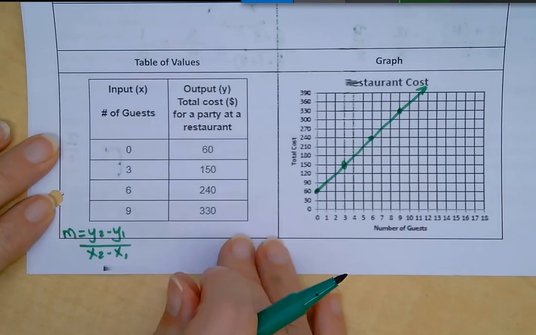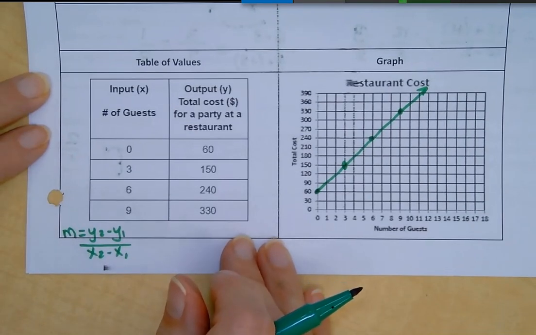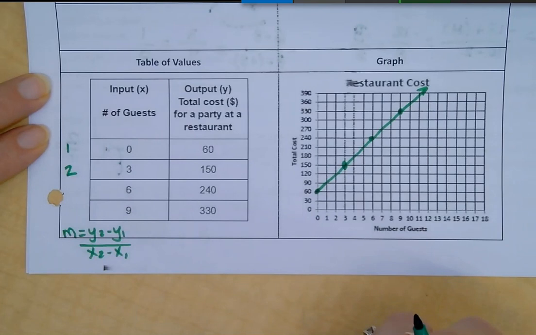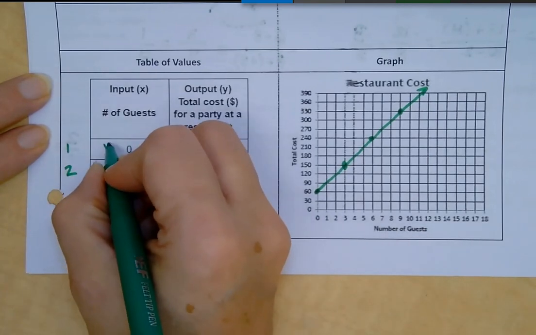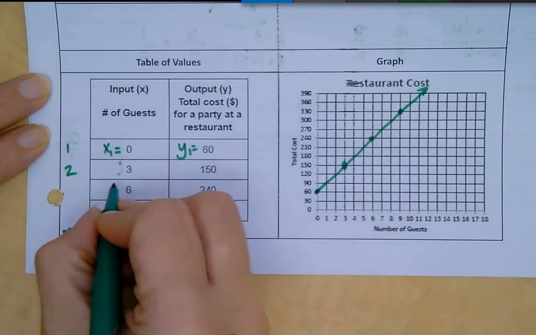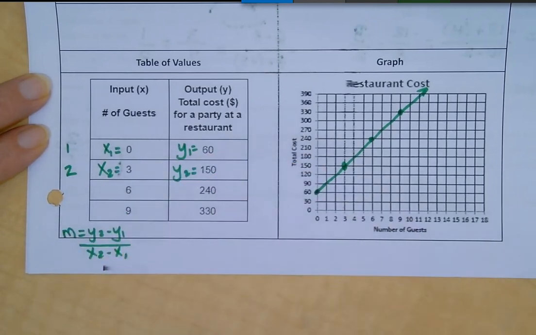So now I have to decide for myself which one of these points is going to be the first point and which is going to be the second point. I'm going to say that's my first point, that's my second point. I'm just defining them. Any 2 points will do. If this is my first point, then this is x sub 1, the first x, and this is y sub 1. If this is my second point, this is x sub 2, and this is y sub 2.